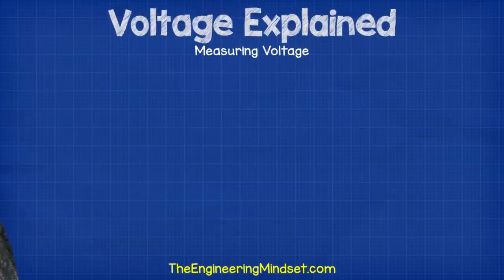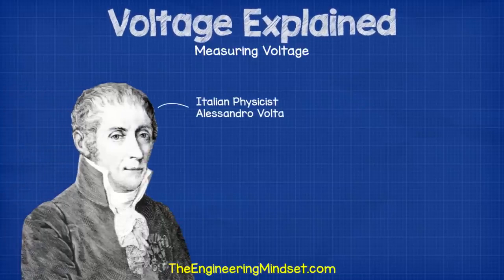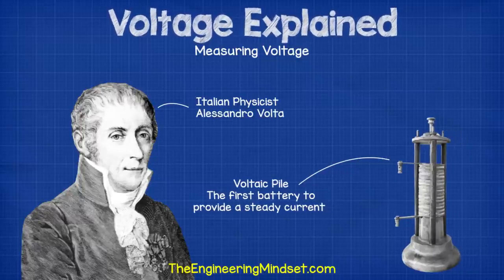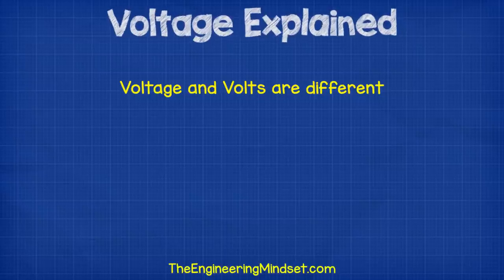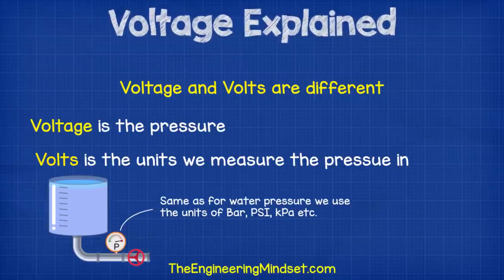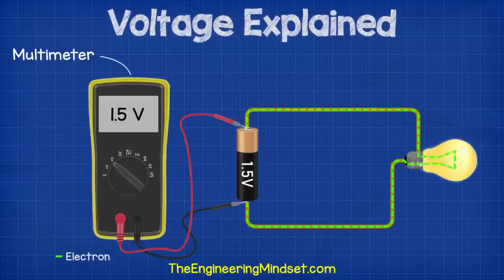work. The term volt comes from an Italian physicist named Alessandro Volta, who invented the voltaic pile, which was the first electrical battery that could provide an electrical current at a steady rate in a circuit. Voltage and volts are different. Remember, voltage is the pressure and volts is just the units we use to measure it in. The same as we know the pipe has pressure, but we use units to measure this pressure such as bar, PSI, kPa, etc. As we saw earlier, we can measure volts with a voltmeter.